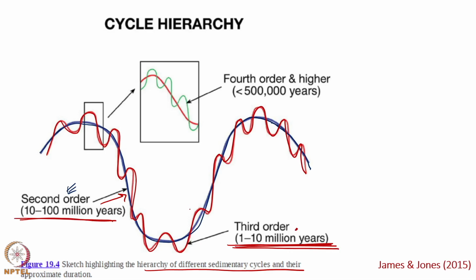Now, let us take this red curve out and try to see more detail shown by this green curve. There are more ups and downs locally found. Now, this is our fourth order or the higher order. These are the sedimentary cycles.